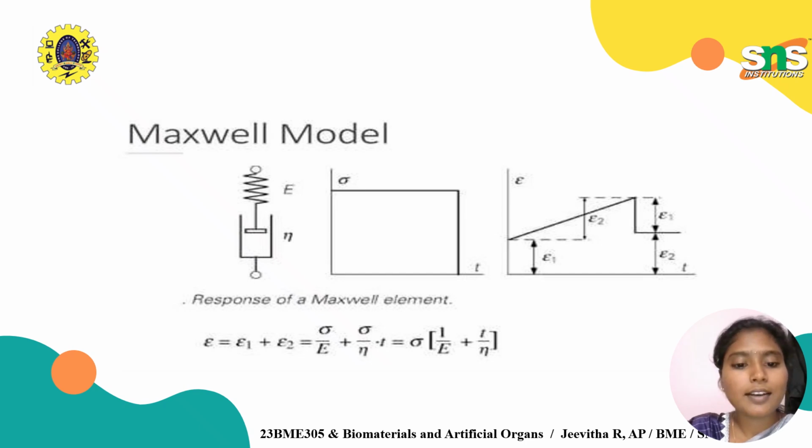This is the final graph and the equation of the Maxwell model. When the spring and dashpot are connected in series, the stress is the same but the strain is different, so we add the strains, and this is the final equation. This model is very useful to understand viscoelastic materials very well. Thank you.